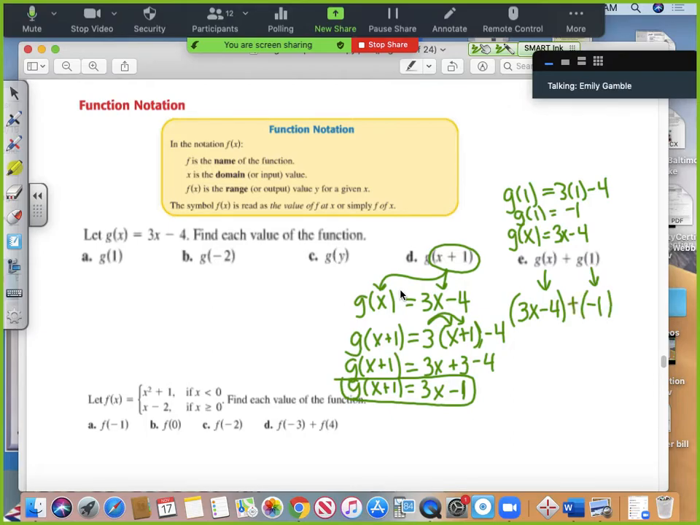I'm only putting the parentheses around just to show you that I'm taking these two things and adding them. When I add these two things together, I can combine like terms. 3x does not have anything to be combined with, but I can add a negative 4 plus a negative 1. Altogether, that would be a negative 5. So altogether, this answer would be 3x minus 5.